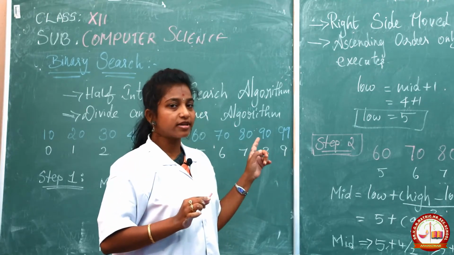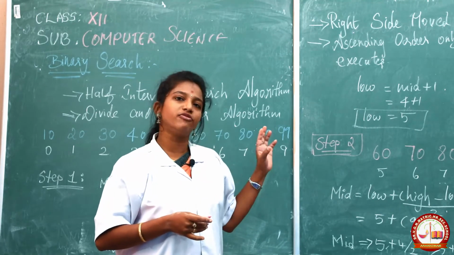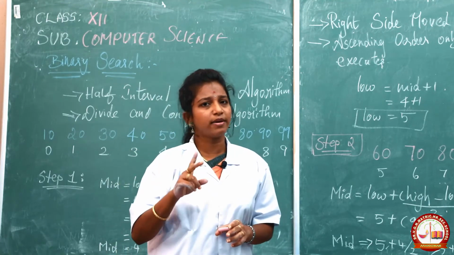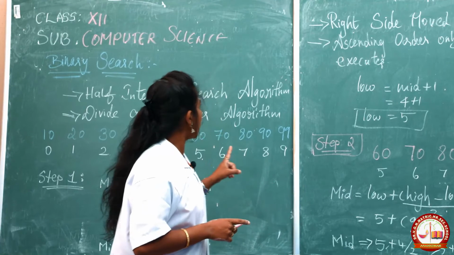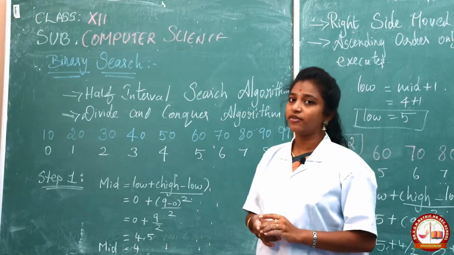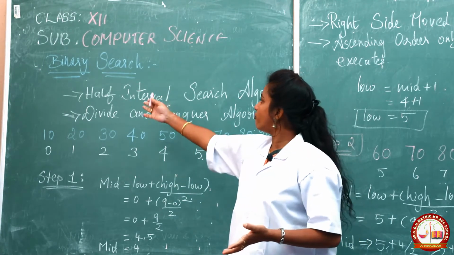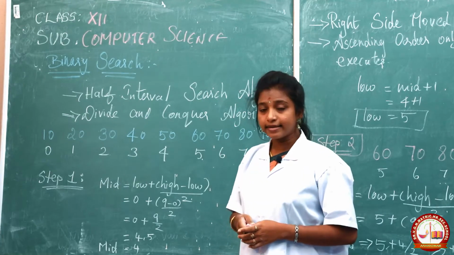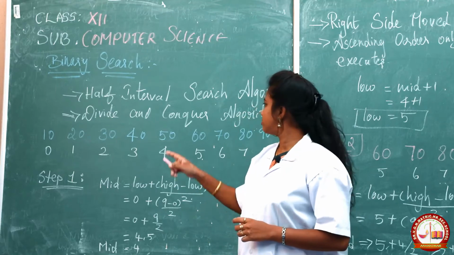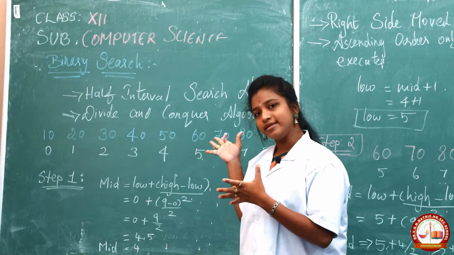But in this method we are using some more formula. By using that formula only we are going to find the value. The name binary itself means 2. Here we are using a searching technique called the interval search algorithm, which is the binary search algorithm. Here we are using the technique called divide and conquer. What is meant by the divide and conquer algorithm? That is what we are going to define here.